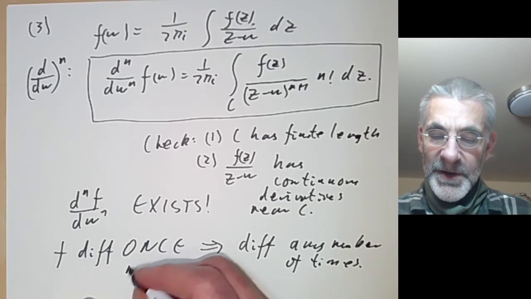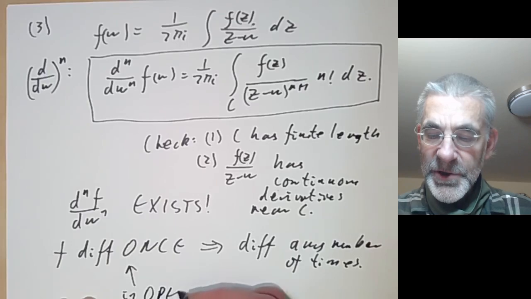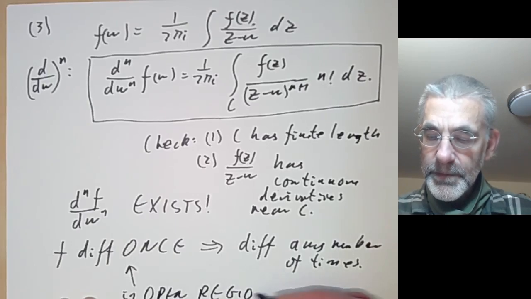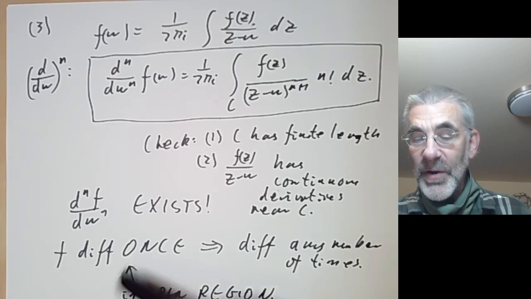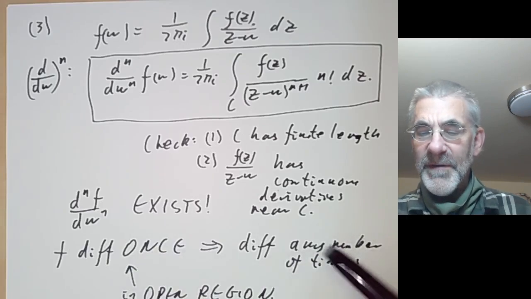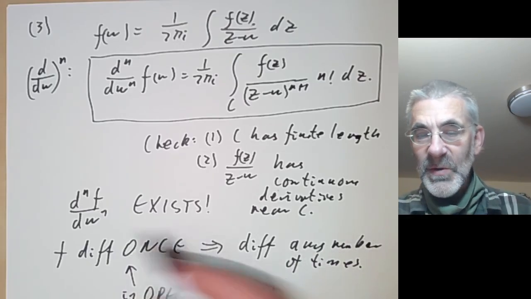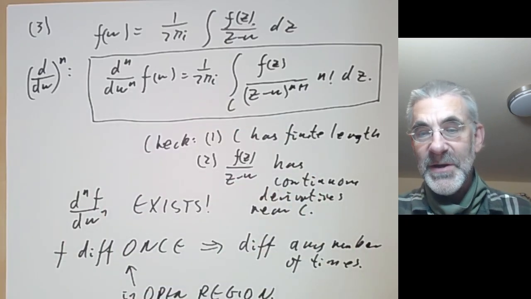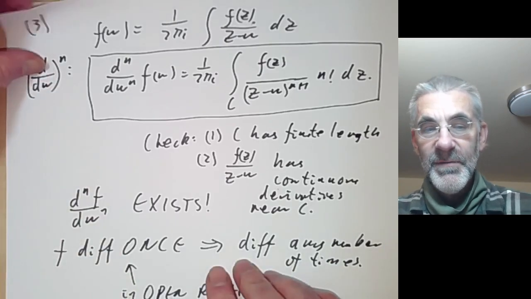By the way, I should explain that this means differentiable once in an open region, because to be holomorphic, it has to be holomorphic in an open region. You can have complex functions that are differentiable once at a point, but not differentiable any number of times. The proof of this requires doing integration in an open region or something like that. So it's definitely not true just at points.